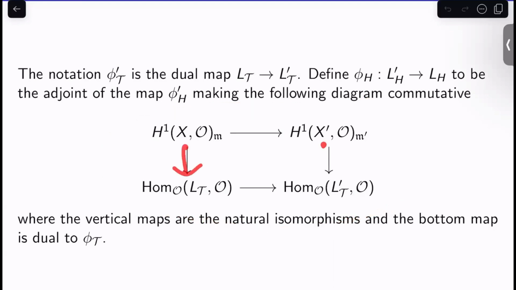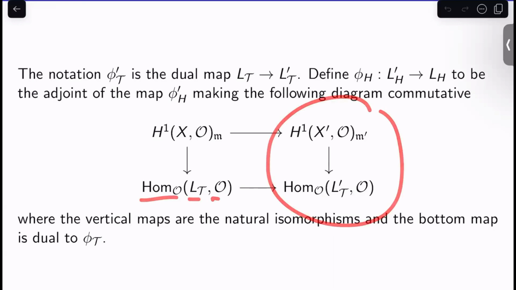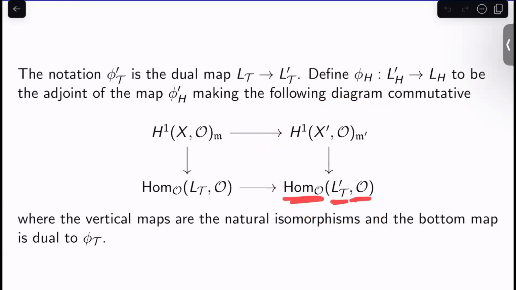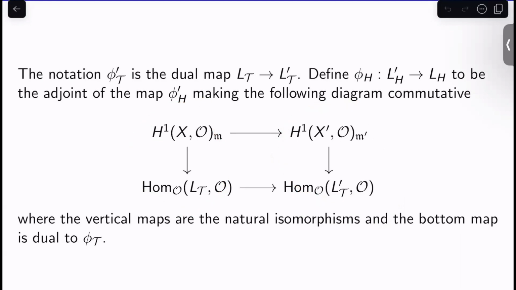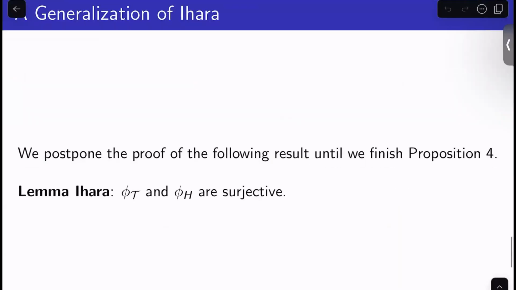These vertical maps here, so we have maps from H^1 X O localized at M to O homomorphisms from L_T to O, and then the same thing with primes, so H^1 X prime O localized at M prime to O homomorphisms from L prime sub T to O. These are just the isomorphisms that we have by definition of the L_H and L_T modules, okay? And then what is this bottom map here? This is just the dual map to phi sub T, okay? Okay, so let's keep going.